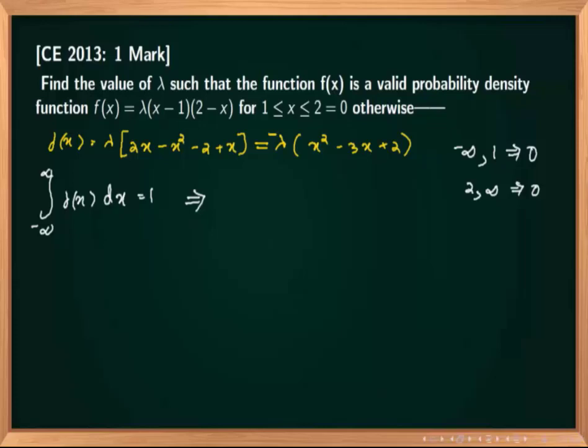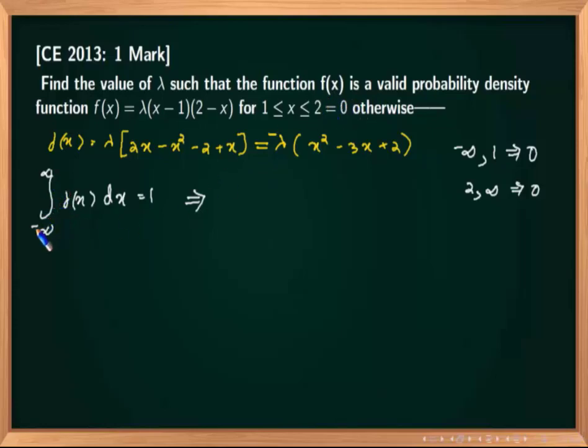Find the value of lambda such that the function f of x is a valid probability density function. The function is f of x equals lambda into (x minus 1) into (2 minus x), for x lying between 1 and 2, and 0 otherwise. That is the question. So the first thing that you need to keep in mind is that if a function has to be a valid probability density function, the total area of that function must be 1.